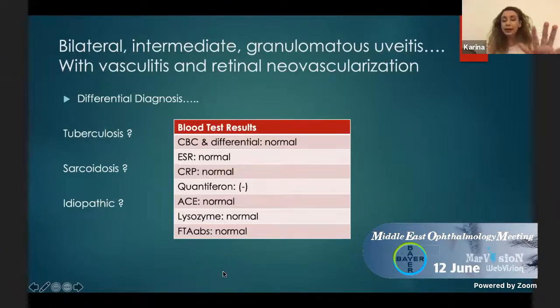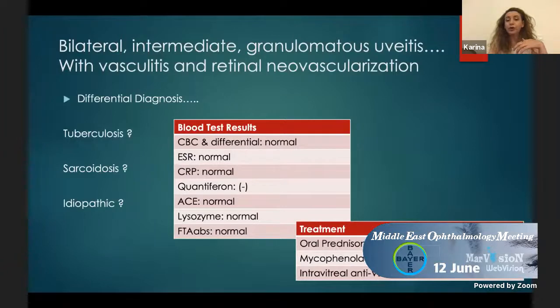So with this clinical scenario, I proposed for her to start systemic treatment for her disease with a combination of systemic corticosteroids, oral prednisone 70 milligrams per day, which is around 1 milligram per kilo per day according to her weight, mycophenolate mofetil 2 grams per day, and one more dose of intravitreal anti-VEGF in the right eye, because as you have seen, there was active optic disc neovascularization. She was in agreement, and we proceeded with this.